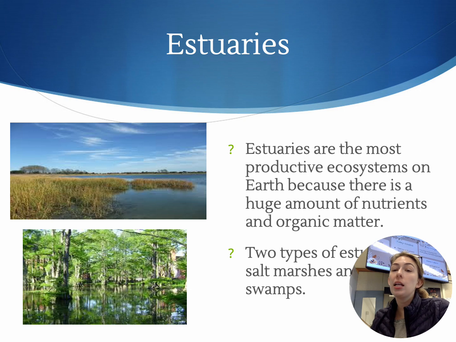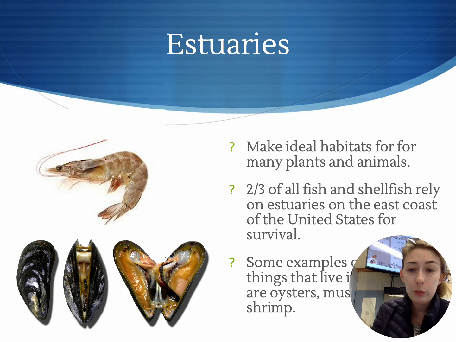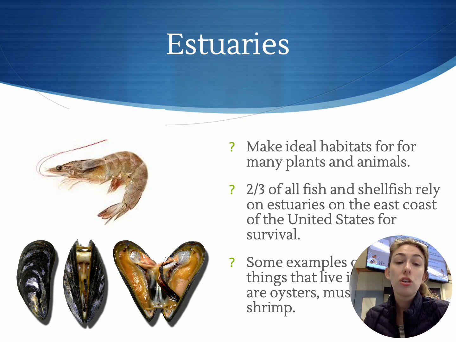And that being said, it's going to be where all kinds of stuff is going to be filtered, and what we think is nasty stuff is excellent food. There's going to be two types. There's going to be salt marshes and then swamps. So this being said, estuaries make an ideal habitat for many organisms. In fact, 2/3 of all fish and shellfish rely on estuaries on our east coast United States for survival.